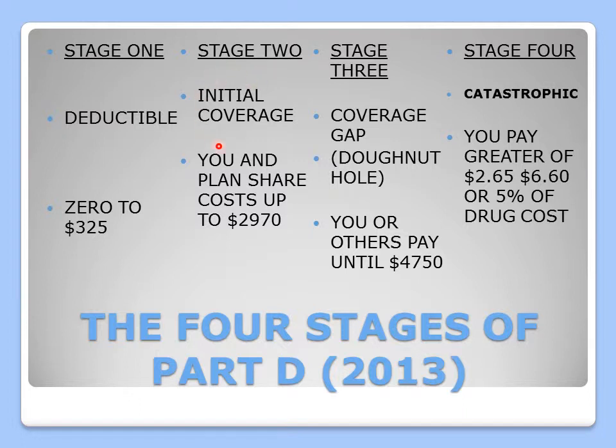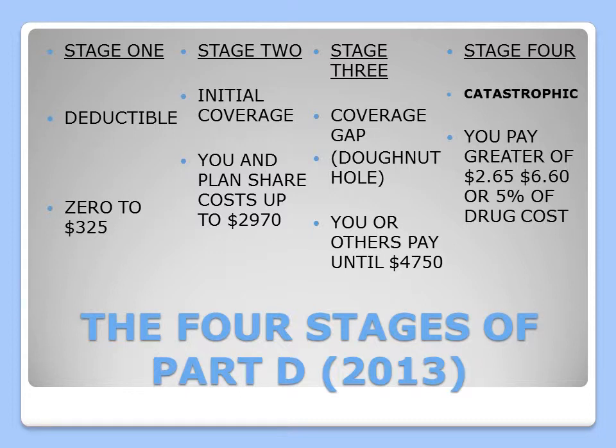Stage 2 is the initial coverage period. You would pay some costs. The plan would pay some costs of the drugs until the total cost of the drugs of what the two combined paid were $2,970. At that point, you would move to Stage 3. Stage 3 is the coverage gap or the donut hole. The reason why they call it the donut hole is there was coverage prior. There can be coverage after, so the term the donut hole.